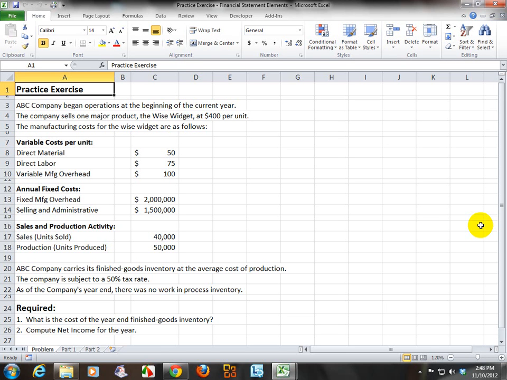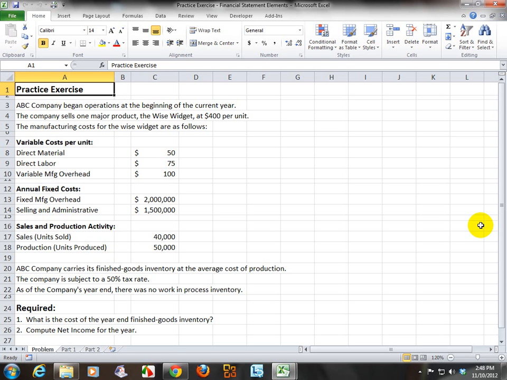We're going to go through a practice exercise that hopefully will show you the details behind the financial statement numbers and how the cost management concepts that we read about in Chapter 2 support the financial statement numbers in more detail at the product level.